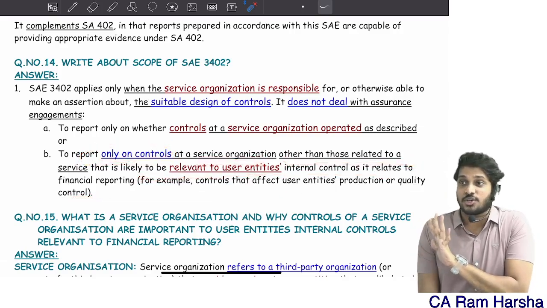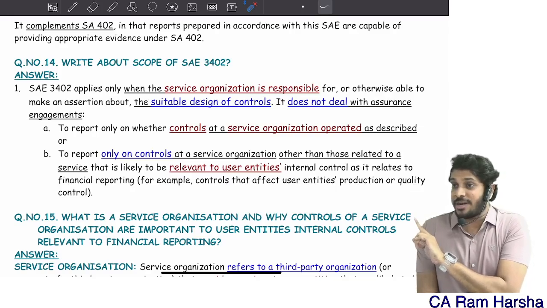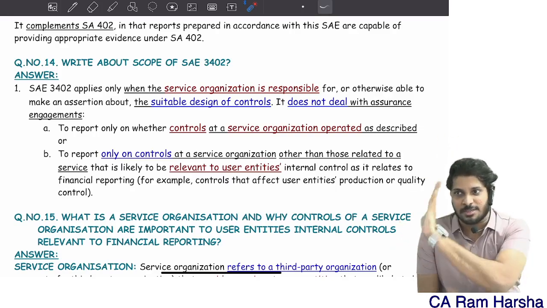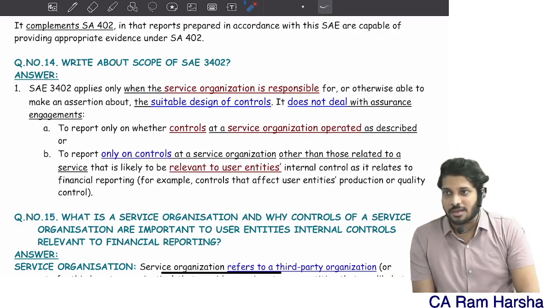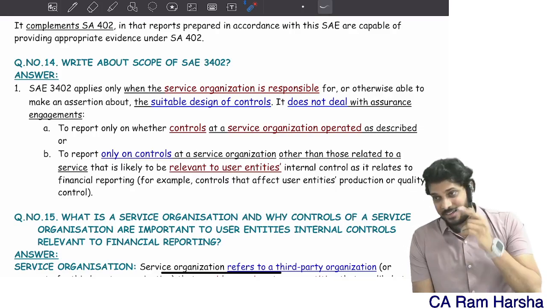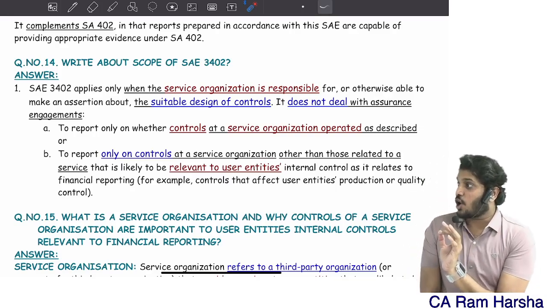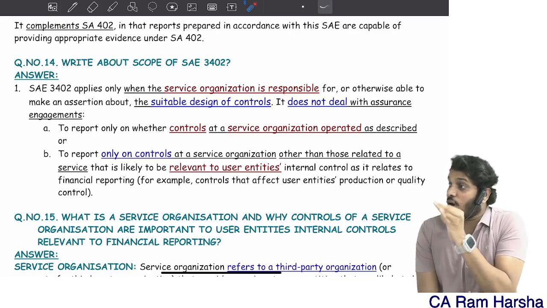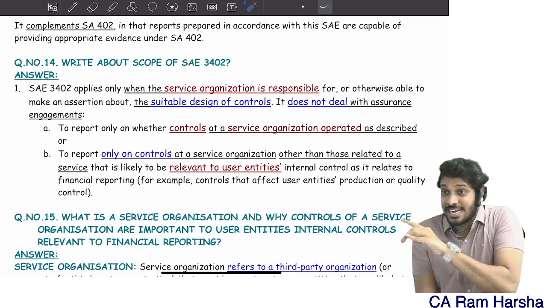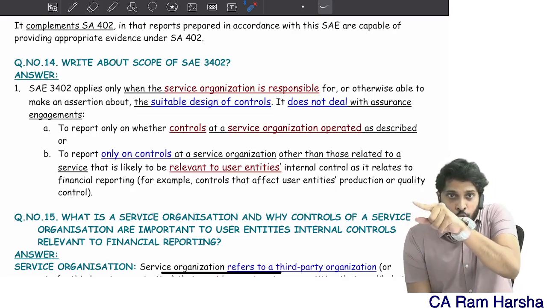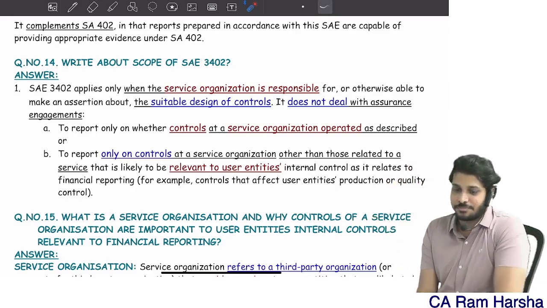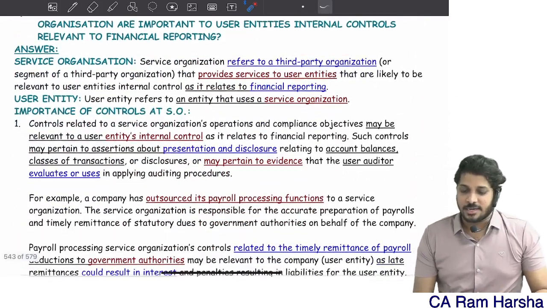Or to report only on controls at a service organization other than those related to user entities. Suppose the service organization called me, saying I have to report on operating effectiveness or design of certain controls, but these are controls not related to user entities, some other controls. Then also the standard will not apply to me. Are you clear? In other words, the standard is applicable to me if I was called for doing an audit of controls that are relevant to services provided to user entities by the service organization. Then those controls are relevant. Yes or no?